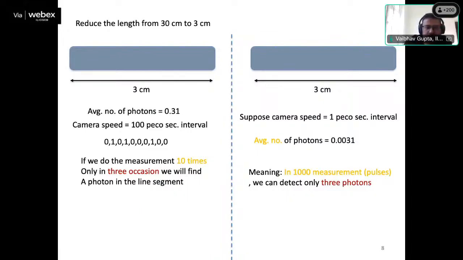So here you had 10 pulses. Out of that 10 occasions, there were only 3 occasions where you found something, meaning there were some photons available. And in this case, out of 1,000 pulses, only in 3 pulses you will find photons, right?